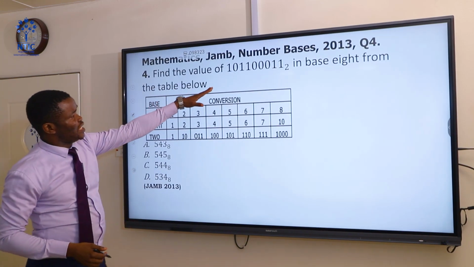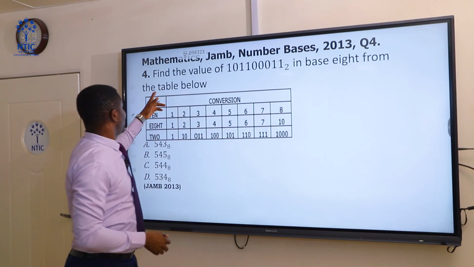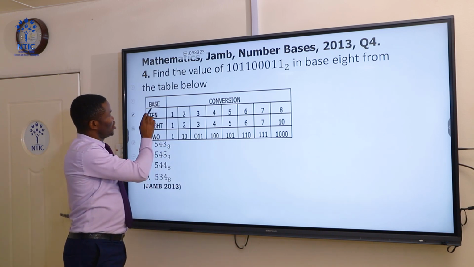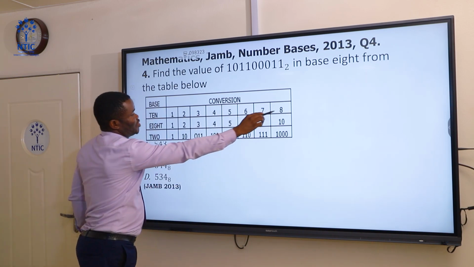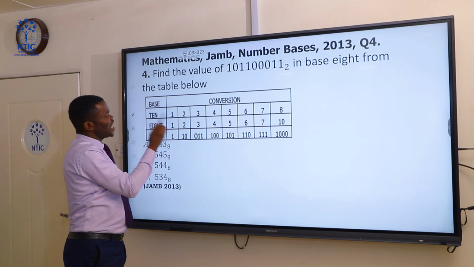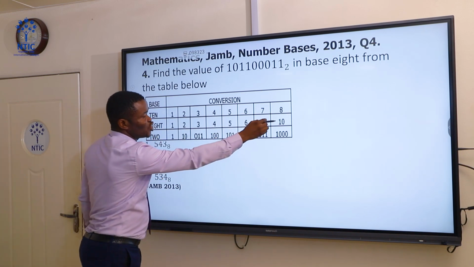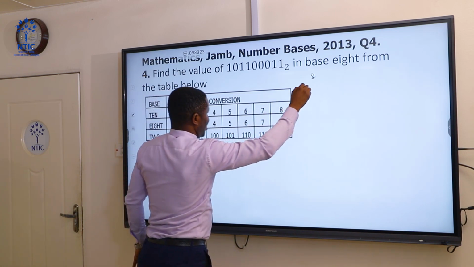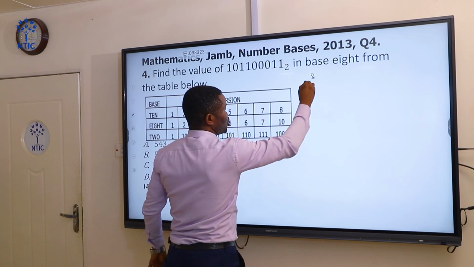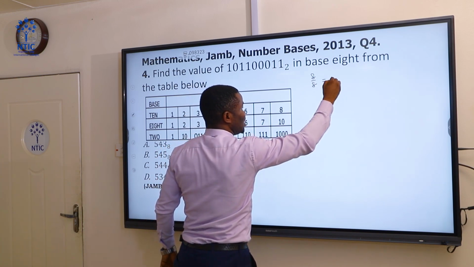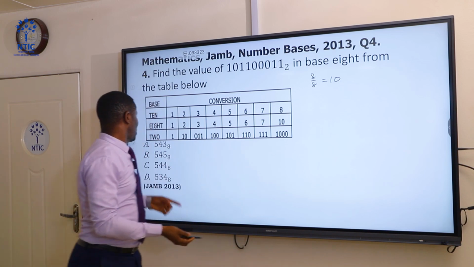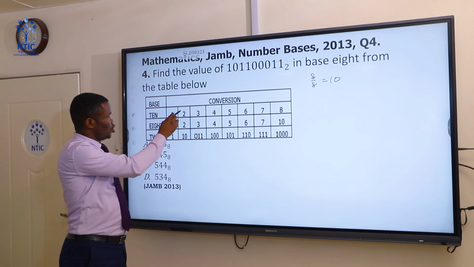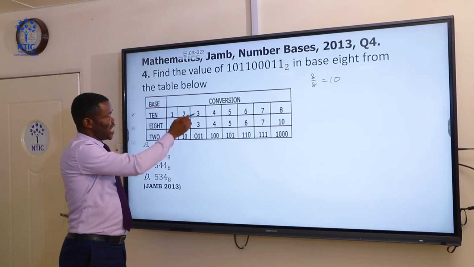Now, find the value of this in base 8 from the table below. If you check the table below, it shows the conversion. So base 10: 1, 2, 3, 4, 5, 6, 7, 8. Now, base 8 equivalent: 1, 2, 3, 4, 5, 6, 7. There is no 8 in base 8. 8 is 10 in base 8, because it's 8 divided by 8, 1 remainder 0, so it becomes 10. Also, 1 is 1 in binary, base 2; 2 represents 10, and 011 is 3 in binary, like that.